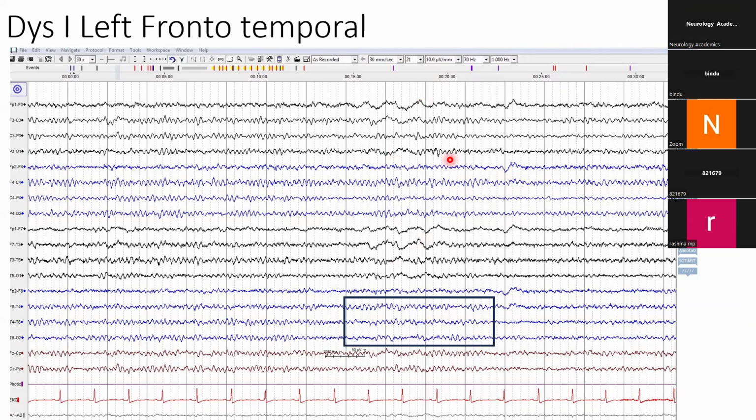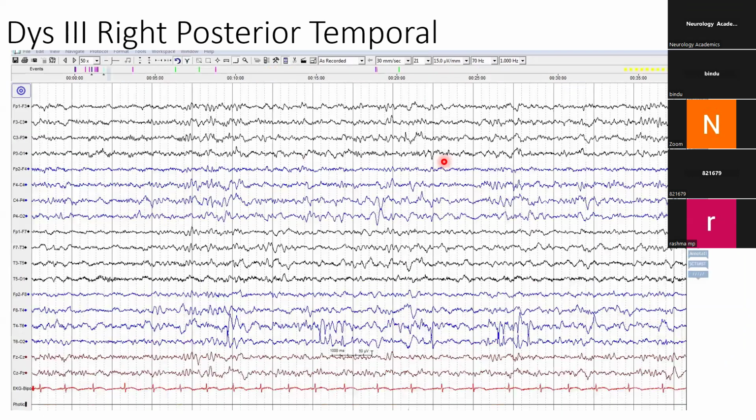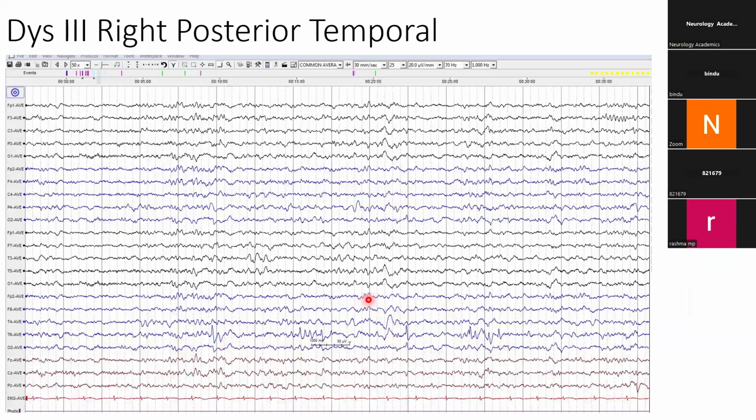Here we can see some spike and wave discharges that are seen in the right posterior temporal chain. As it is spike and wave discharges, it comes under DIS 3. Same we can see in the common average, with the highest amplitude seen in the right T6 chain. It is a DIS 3 right posterior temporal. So DIS 3 is basically whenever you get spikes, sharp waves, or anything which is epileptiform, DIS 2 becomes DIS 3. So again, this is something which is a qualifier in the awake state.